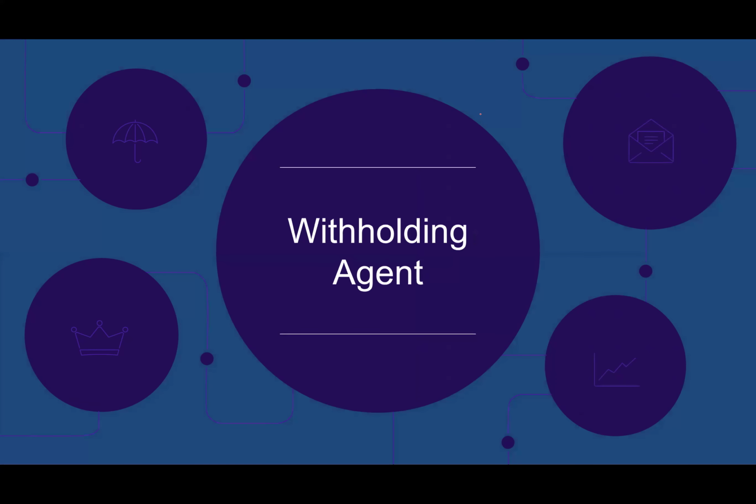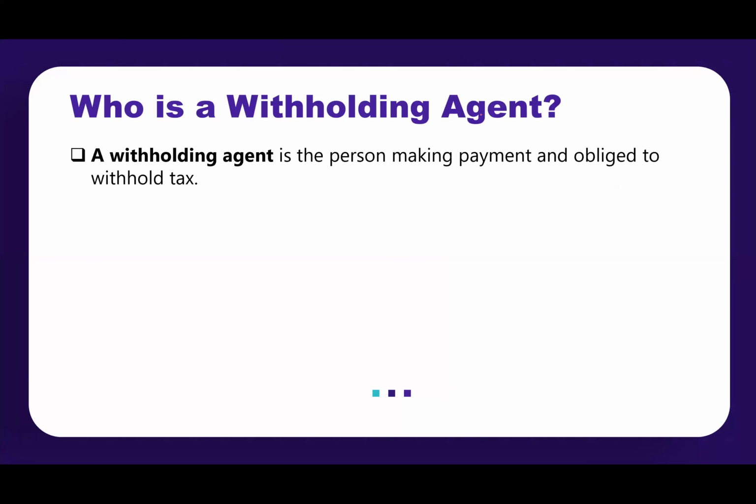So who is this withholding agent? Can I withhold as and when I want? Or is there a criteria I'm supposed to follow? On the slide, we are saying that the withholding agent is the person making the payment and is obliged to withhold tax. Their mandate to withhold is enshrined in the tax law. They have been designated as withholding agents, so they can withhold.